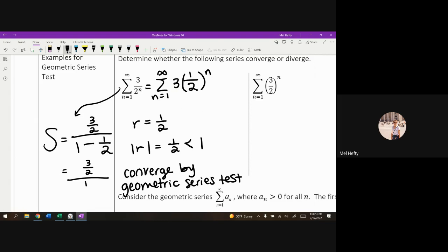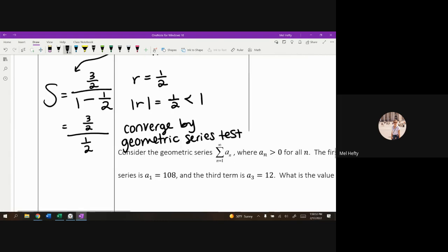We could simplify that. Let's do it, because these were the terms that we were adding up. So 1 minus 1/2 is 1/2. That's 3/2 times 2/1. Does this number look familiar? Remember how all of those terms looked like they were approaching 3? They did.